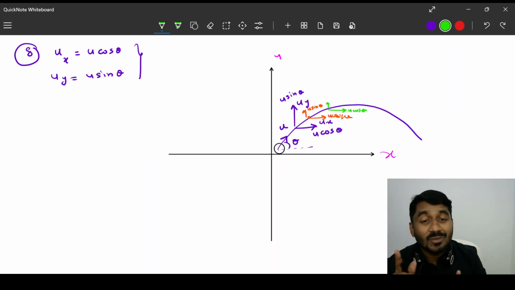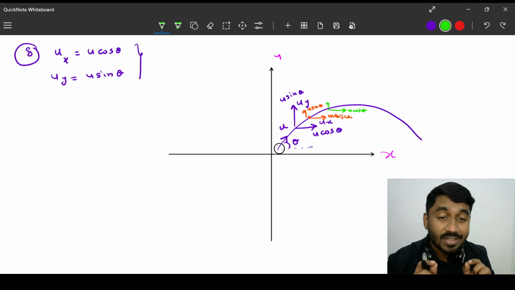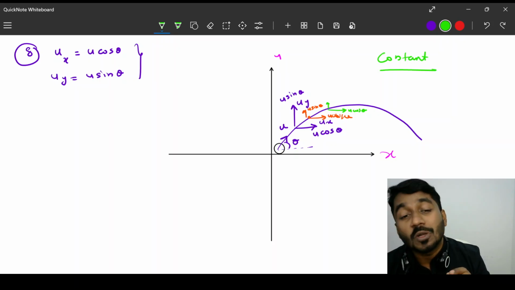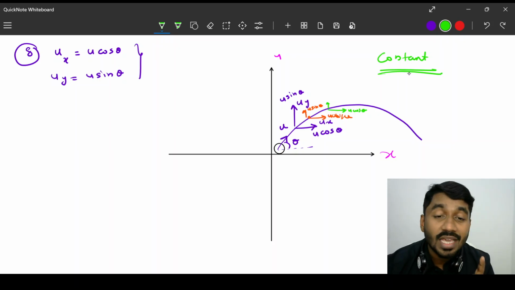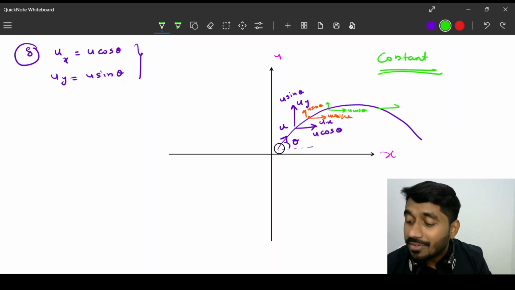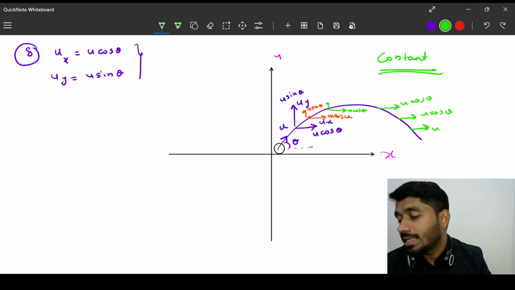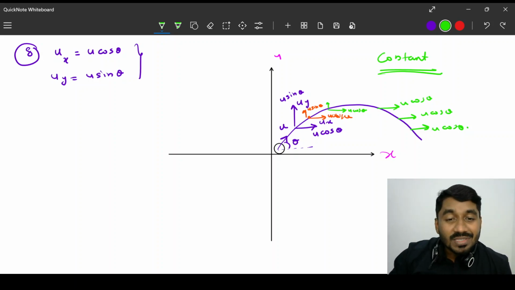There was a question asked in the recent exam: the horizontal component of the initial velocity will always be constant throughout the motion of a projectile. So the horizontal velocity will be a constant velocity for projectile motion. Wherever you are checking, u cos theta will be constant throughout the projectile motion. Is that point clear?